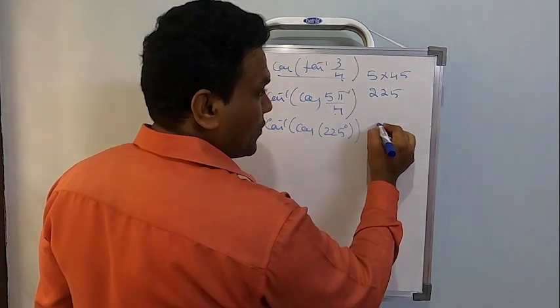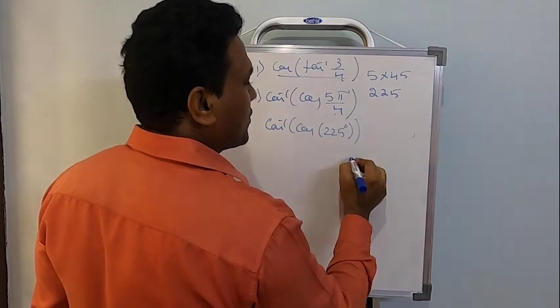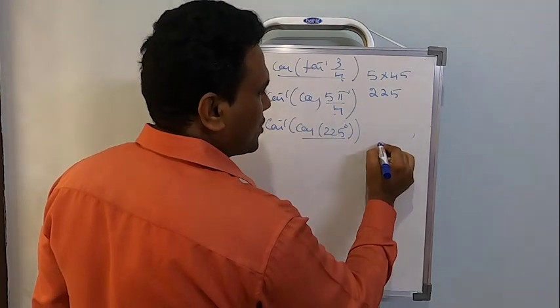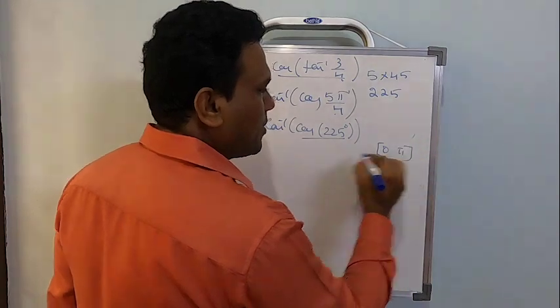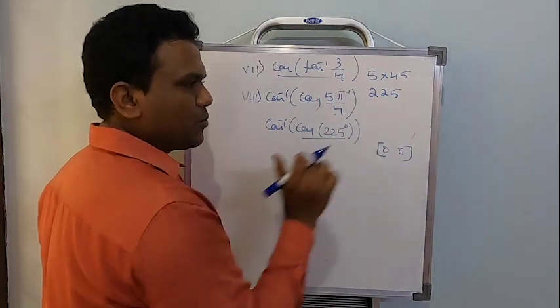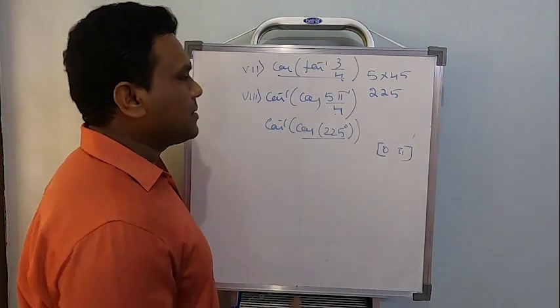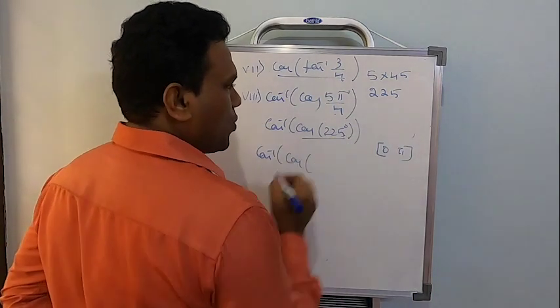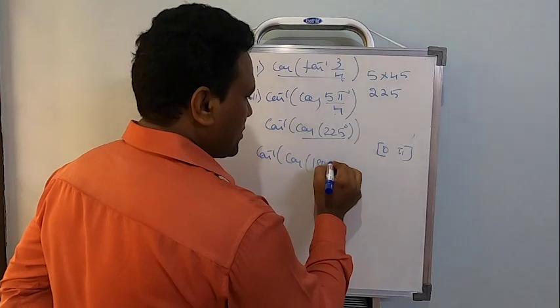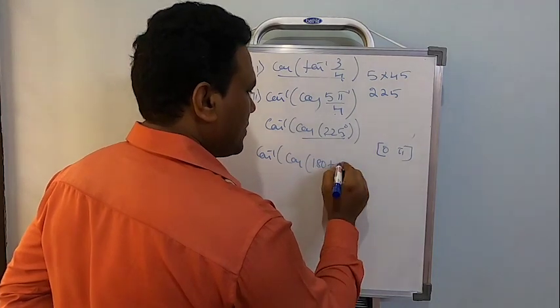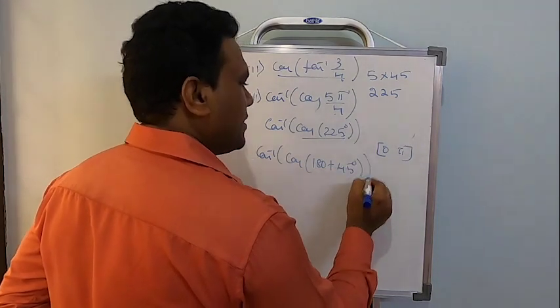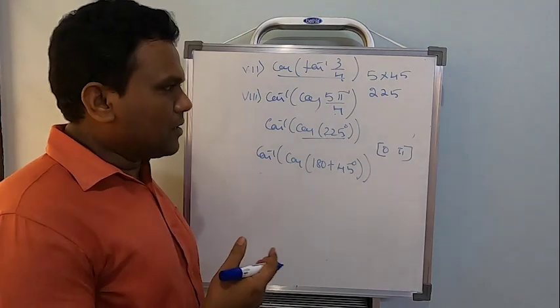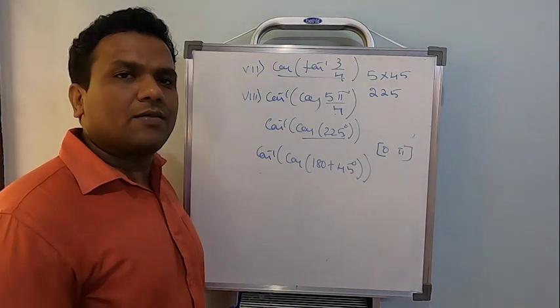But what is the domain of cos? Cos inverse of cos x can be simplified this way only if x is in the domain, the closed interval 0 to pi. But 225 is more than 180, so it cannot be cancelled. Simplify: cos inverse cos 225 can be written as 180 plus 45. You will be wondering, sir, why not 270 minus 45?